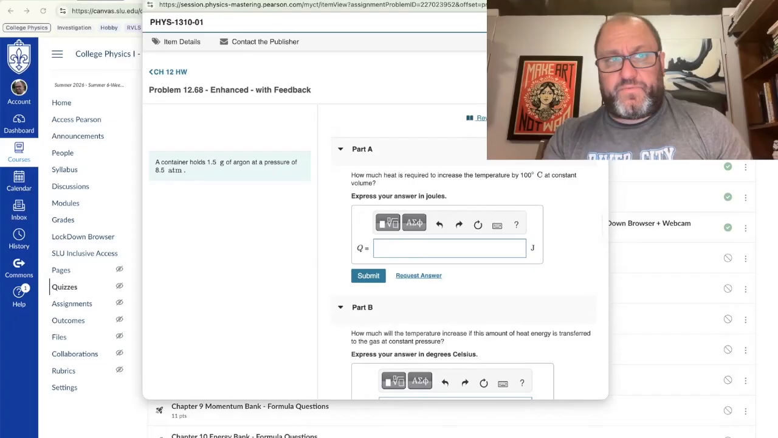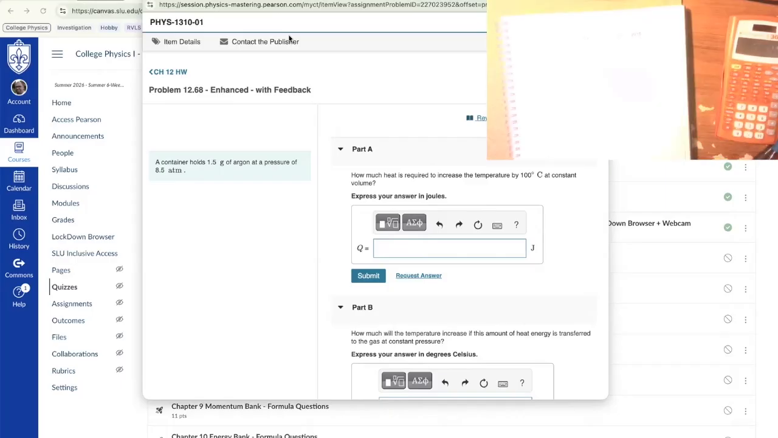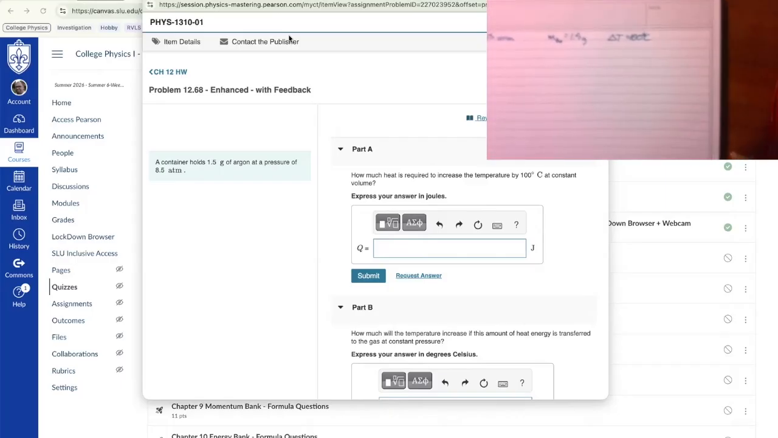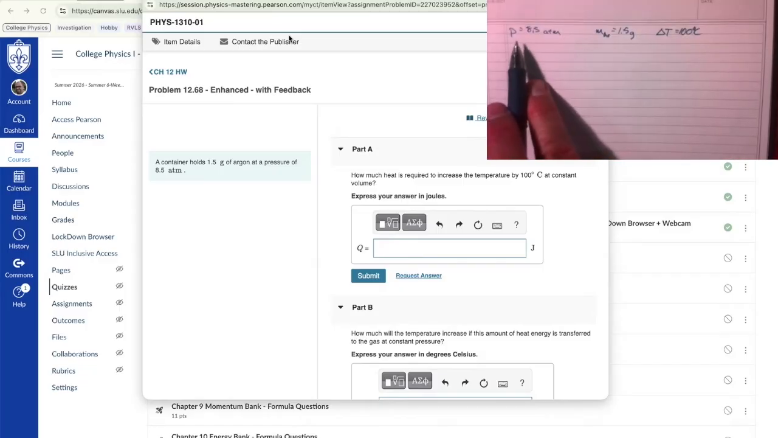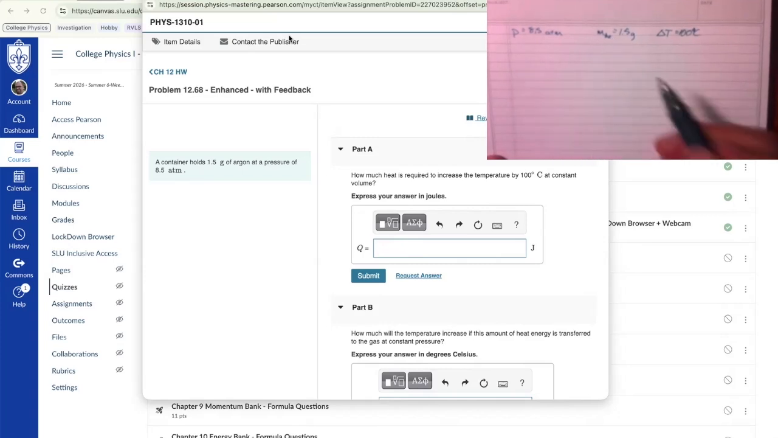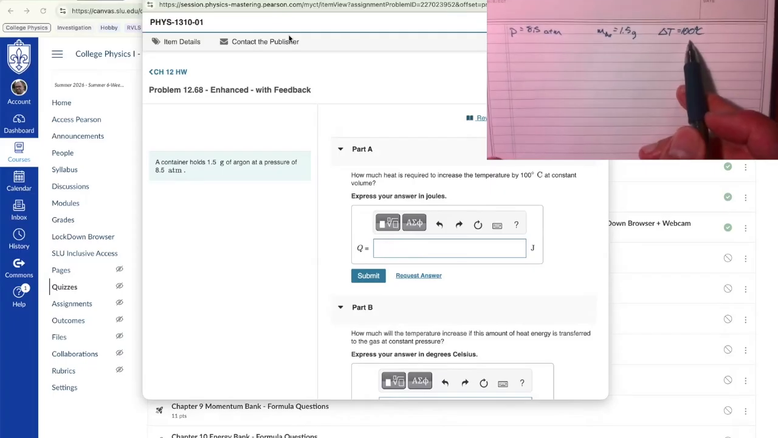So let me show you what I have written down. All right, here's what we know so far. We know the pressure, which is 8.5 atmospheres. We know the mass of the air, 1.5 grams. And we know delta T, which is 100 degrees Celsius.